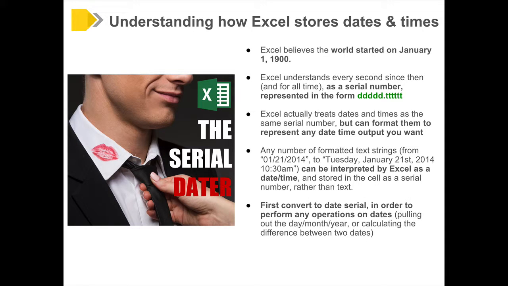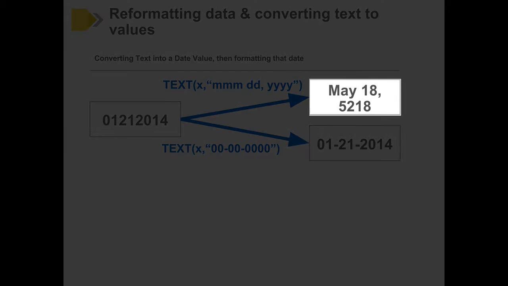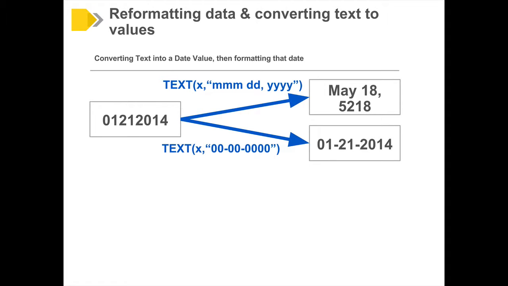First, convert the text to a date serial in order to perform any operations on these dates, pulling out the day, month, and year, or calculating the difference between two dates. So how can you combine Excel's text and data formatting formulas to manipulate dates? You can't format text directly until Excel knows that it is a date serial. That's why, in the previous lesson, the custom text formatting resulted in a date with the year 5218. But if you can convert the date into a format that Excel can understand, then the custom text formatting approach would work just fine. The first step is then to structure the text in a way that Excel can make the conversion, and then apply the date value formula to tell Excel to store the result as a serial format.